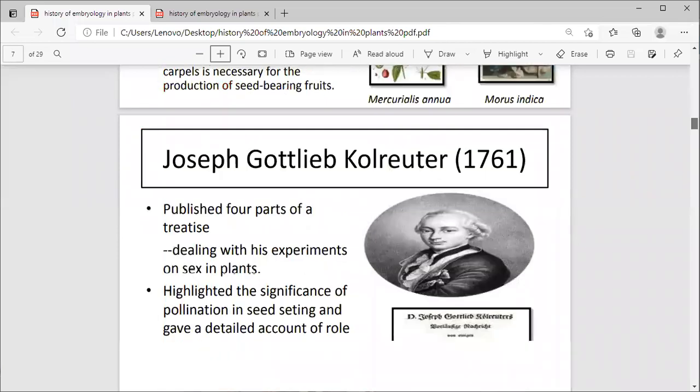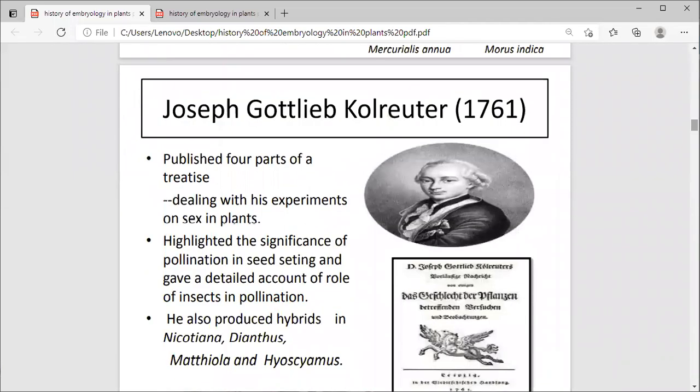Next, Joseph Kölreuter in 1761. He published four parts of a thesis here, dealing with his experiments on the sexes in plants. This scientist contributed totally here, and he highlighted the significance of pollination in seed setting and gave a detailed account of the role of insect pollination. So a very broad study. First time this scientist took it up here in 1761.